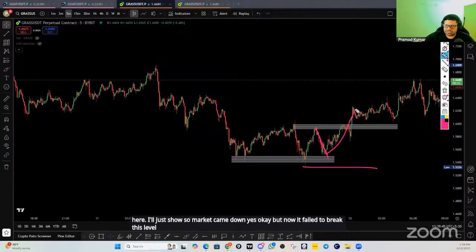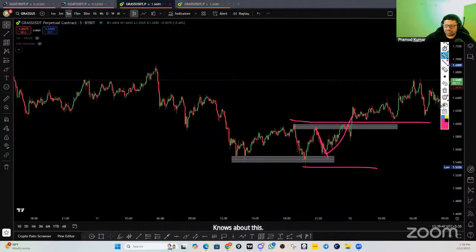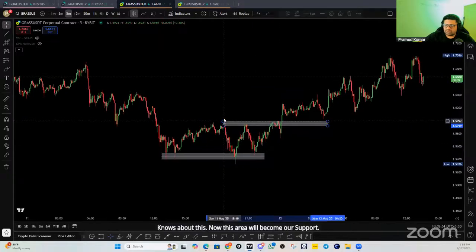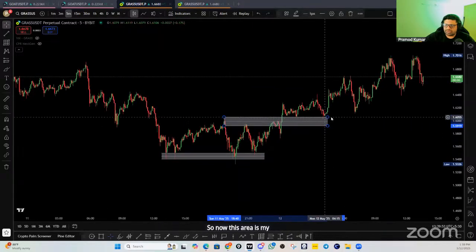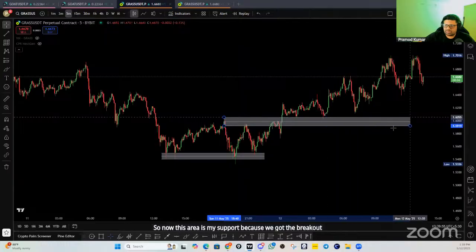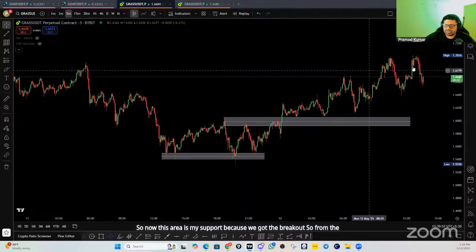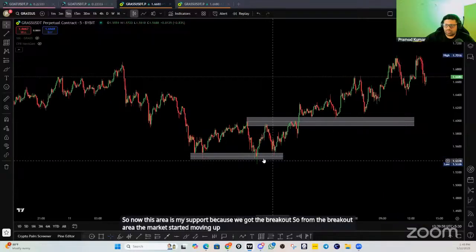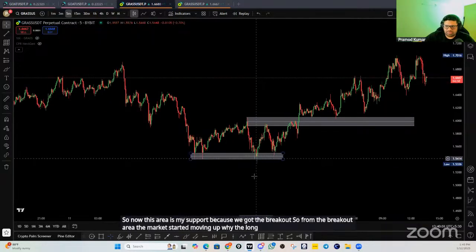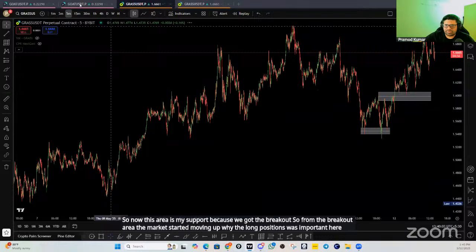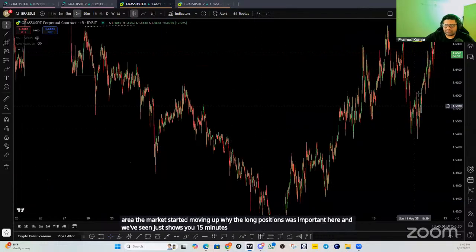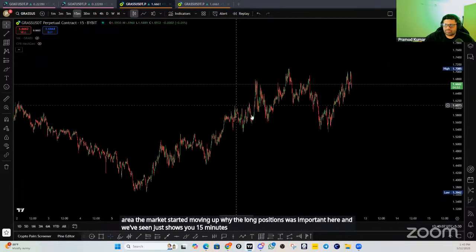It closed above this. Now this area will become our support, because we got the breakout. From the breakout area, the market started moving up. Why were the long positions important here? You will see, I'll just show you the 15 minutes. So the liquidities were here.